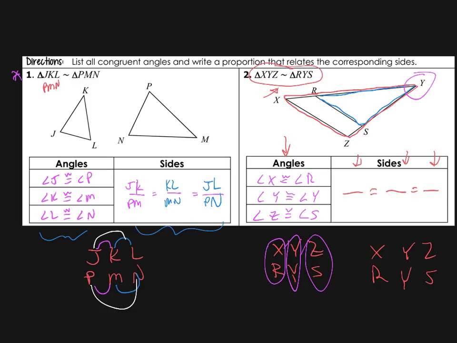So back to first name side here is going to be from X all the way to Y, and that is in proportion to R all the way to Y. From Y to Z is the same as from Y to S, and then for my big swooping piece there, I have from X to Z on the big one is in proportion to from R to S on the small one. And there are our side statements and our angle statements.